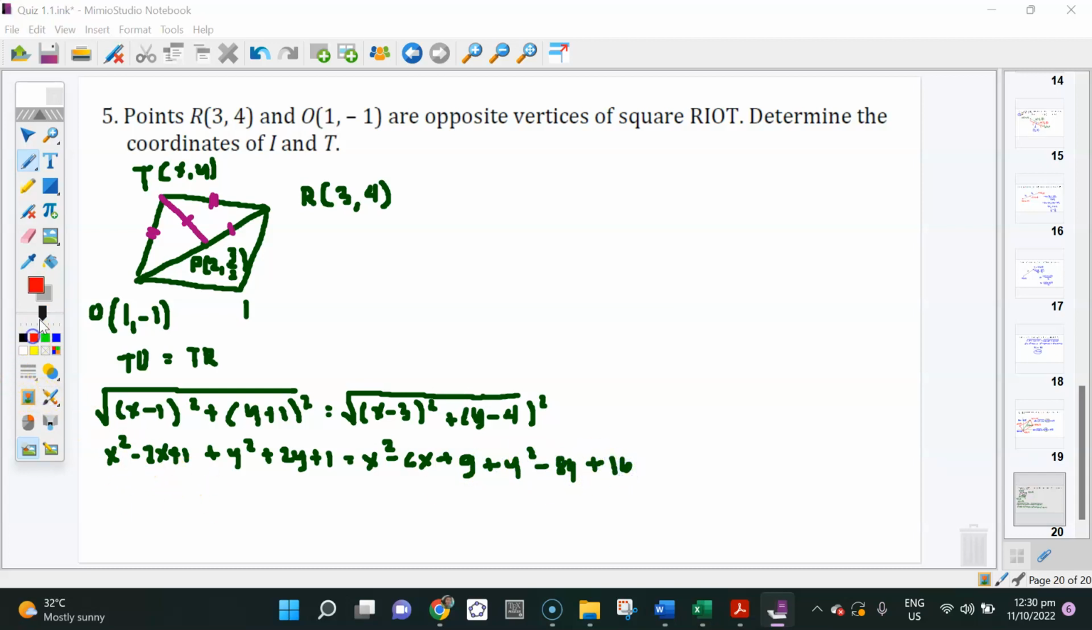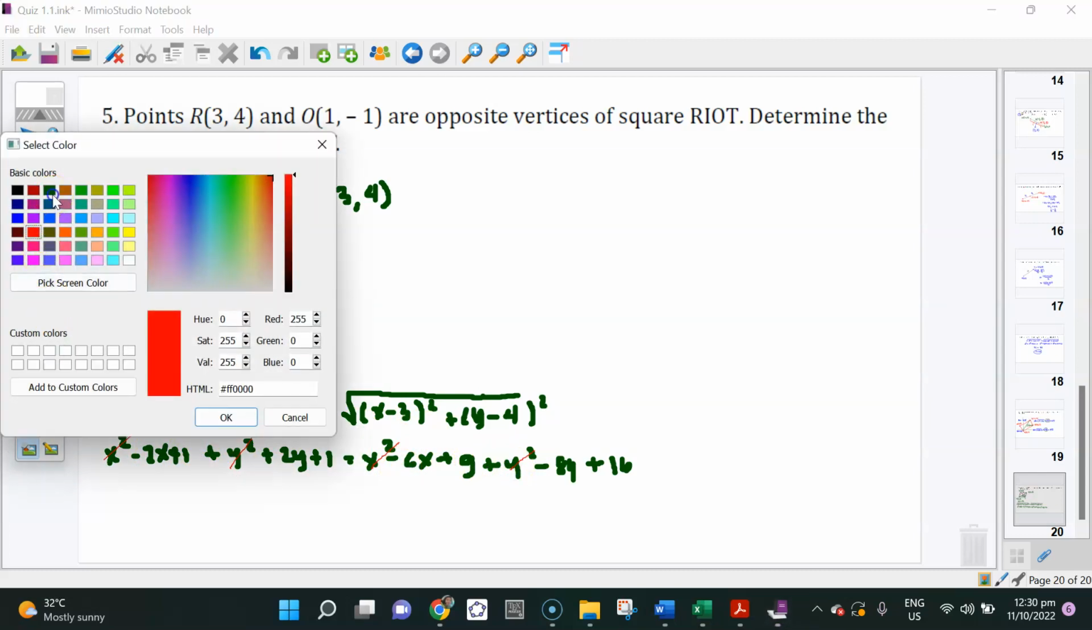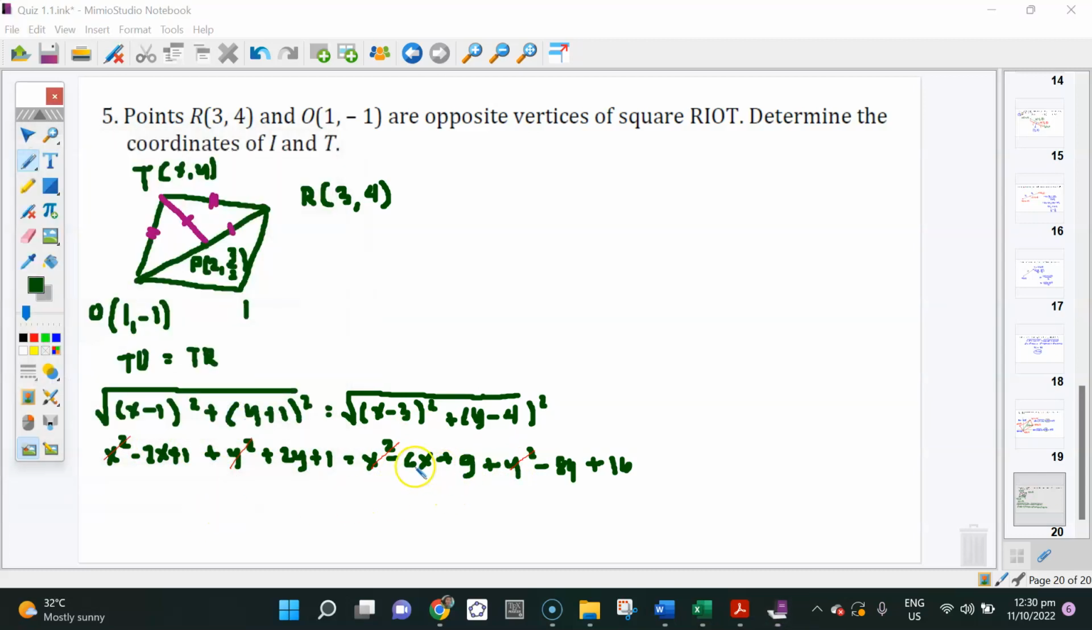Okay, cancelling x squared and y squared. What will be left is negative 6x, which moves over to the left, so that will become 4x. Then for y, negative 8y moves over with the 2y, so this will become positive 10y. And lastly, the constant: I have 25 on the right side and 2 here, so that will be 23.